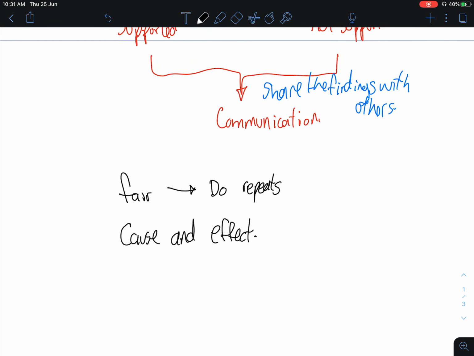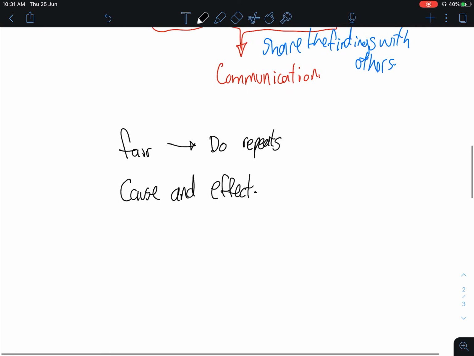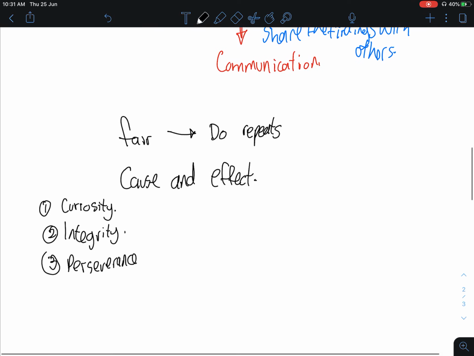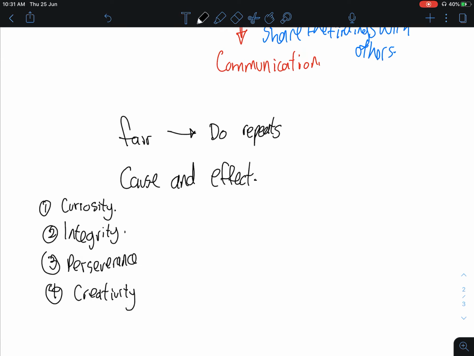Next, to study science, you must have a few desirable attitudes. For example, you have to be curious, so there's curiosity. Number two, you must be honest with integrity because you do not want to fake your results. Perseverance. Why perseverance? Because to do multiple experiments, you do not know whether it will actually be true, whether it will be able to tell your conclusion. So you must always repeat. That takes a lot of perseverance.